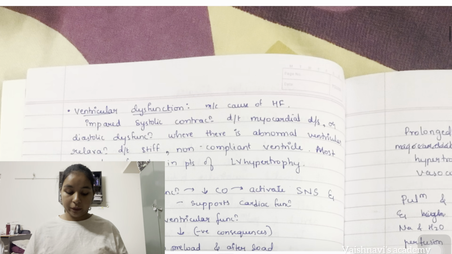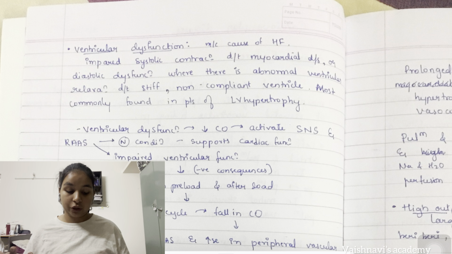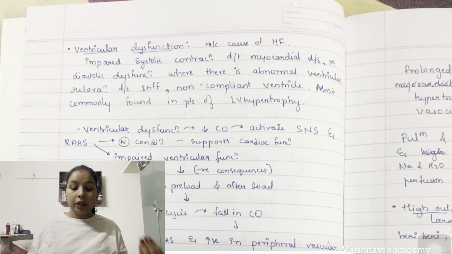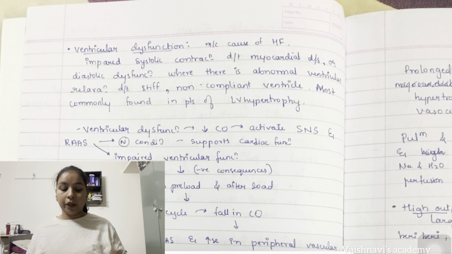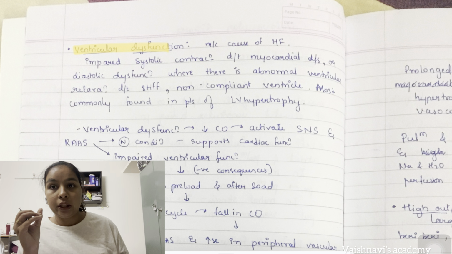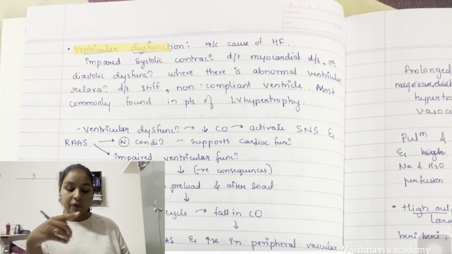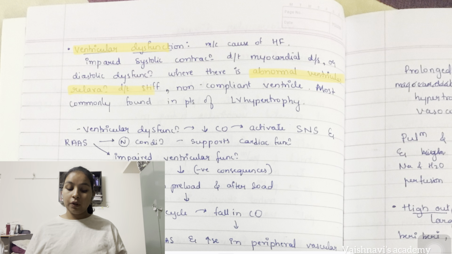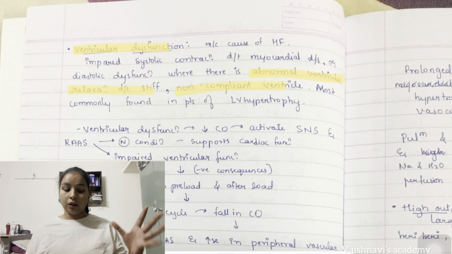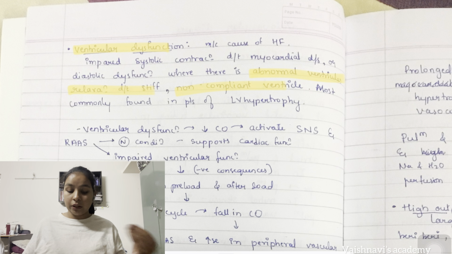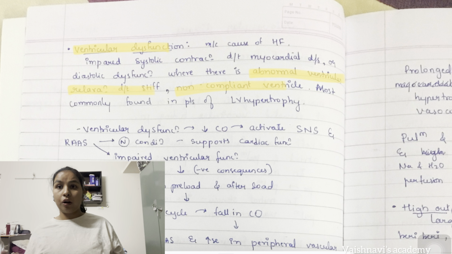Cool. Okay, now what is myocardial dysfunction? Sorry, what is ventricular dysfunction? Ventricles are not able to perform properly. It is the most common cause of heart failure. Here we have impaired systolic contraction due to myocardial disease, or diastolic dysfunction where there is abnormal ventricular relaxation due to stiff non-compliant ventricle. Either the ventricles are not able to contract properly, or there is abnormal relaxation of ventricles, or they are non-compliant ventricles.